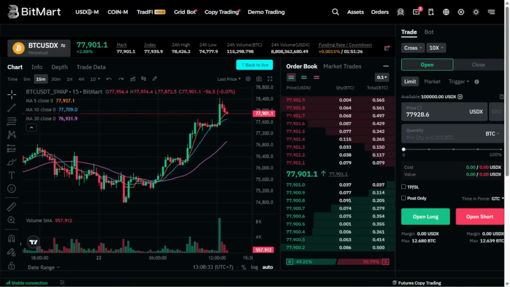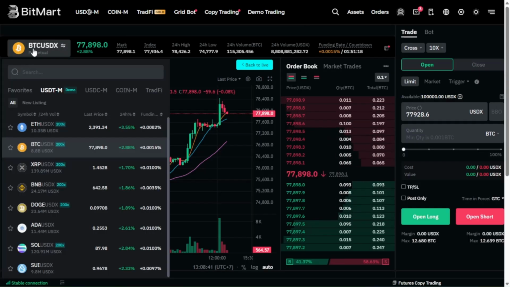For this tutorial, we are going to trade Bitcoin, but if we did want to trade another token or look at other tokens that BitMart has, we can just hover over the top left icon right here, and we can see the different tokens available. Again, we are going to trade Bitcoin.